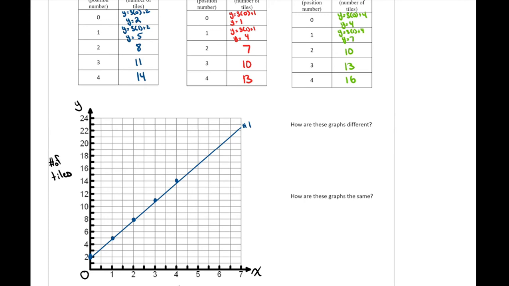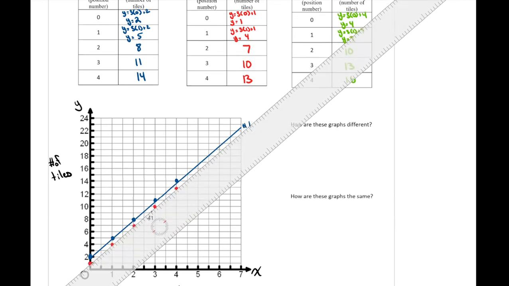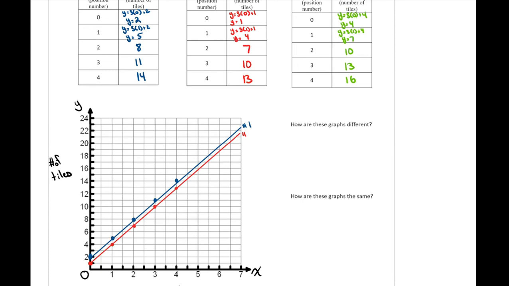The next one, we start at position 0. We have 1 tile. At 1, we have 4. At 2, we have 7. At 3, we have 10. And at 4, we have 13. So again, I'm going to draw a line connecting all those dots, and it goes right underneath the first one.